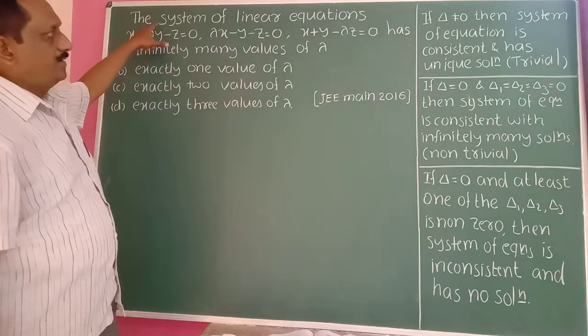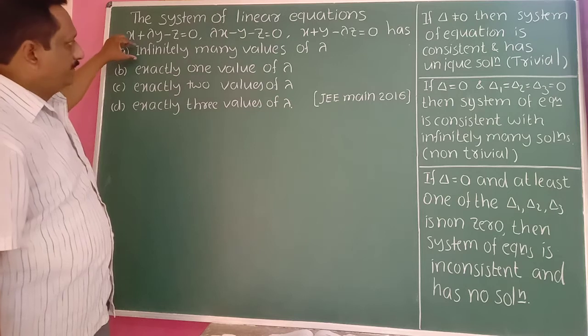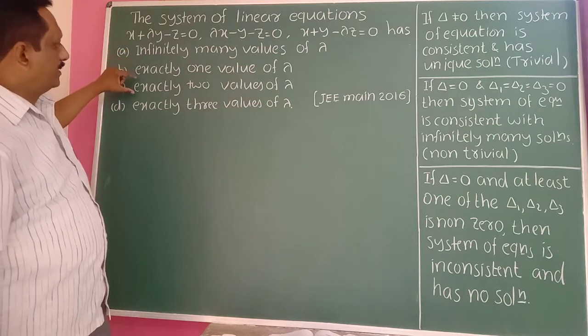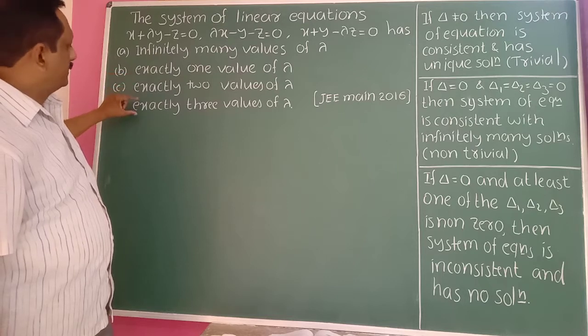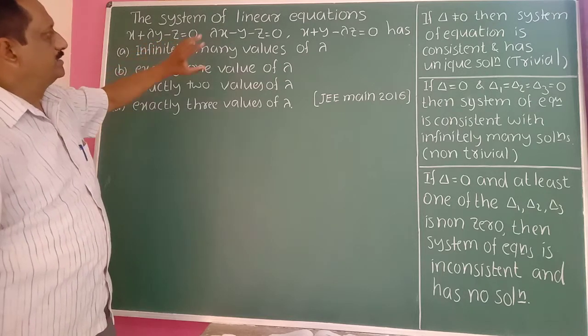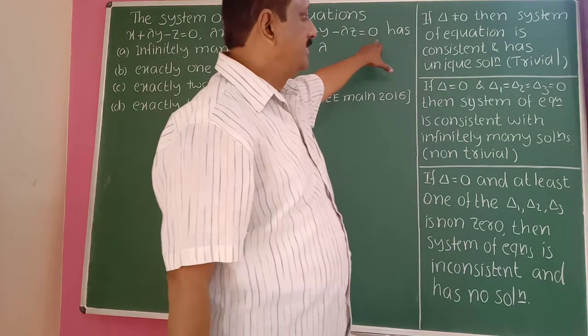Here is the system of linear equations. These linear equations have infinitely many values of lambda, exactly one value of lambda, exactly two values of lambda, and exactly three values of lambda. You just observe the equations here. Right side terms are zero.